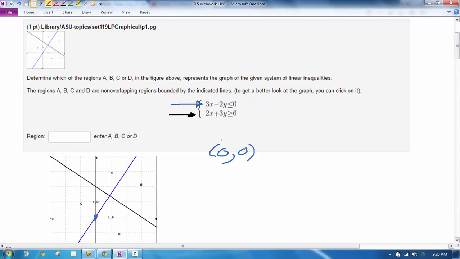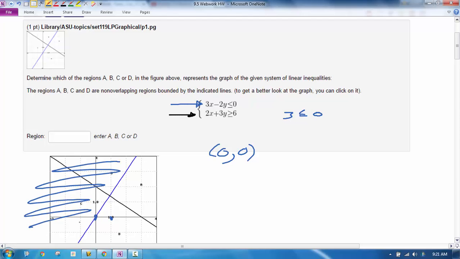All right, so when I think about shading this, I pick a test point. So for the blue line, let me pick an easy point. Let me pick the point 1, 0. If I plug in 1, 0, I get 3 is less than or equal to 0, which is not in the solution set. So when I plug in 1, 0, 3 is not less than or equal to 0. Therefore, I would have to shade this part of it, this side of the line.